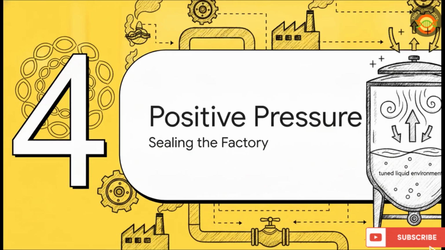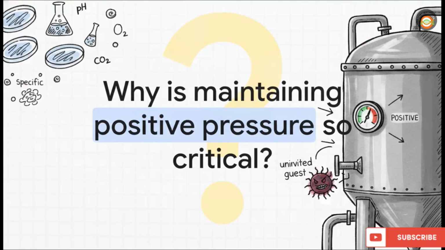All right, moving to Section 4, the power of positive pressure and sealing the factory. So, now that we've tuned the liquid environment, let's zoom out and look at the physical atmosphere of the tank itself. We're spending all this time and energy perfectly balancing the pH, the carbon dioxide, and the oxygen for our specific microbes. But what happens if an uninvited guest crashes the party? We absolutely have to establish atmospheric control.